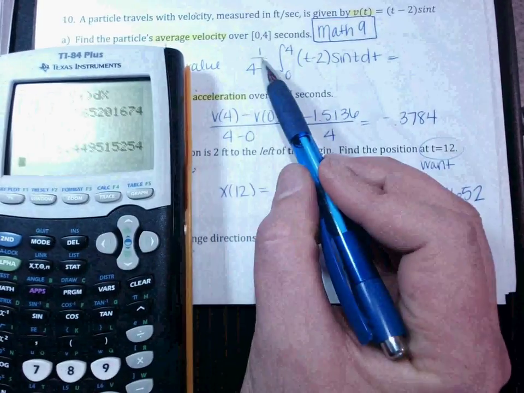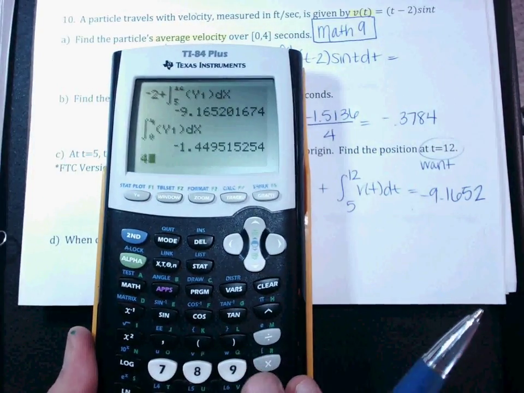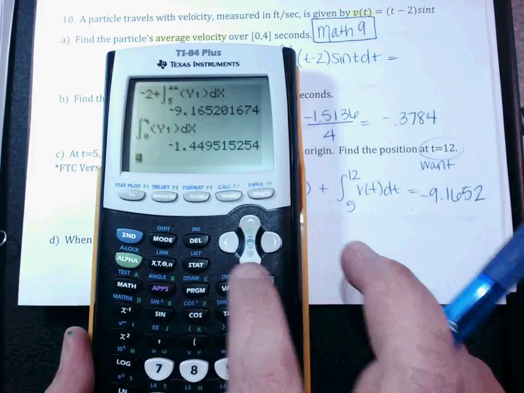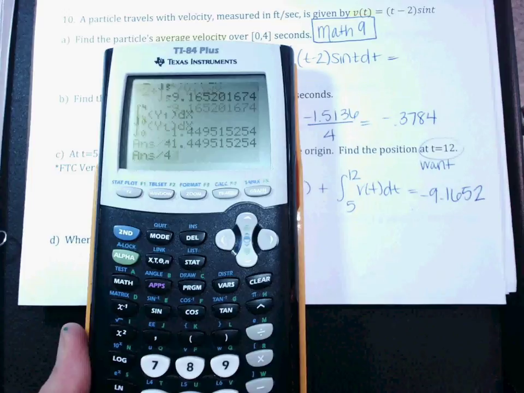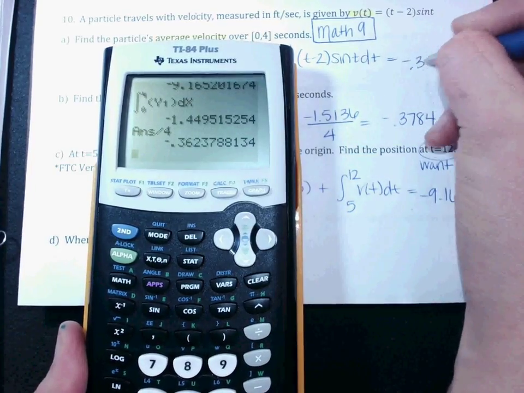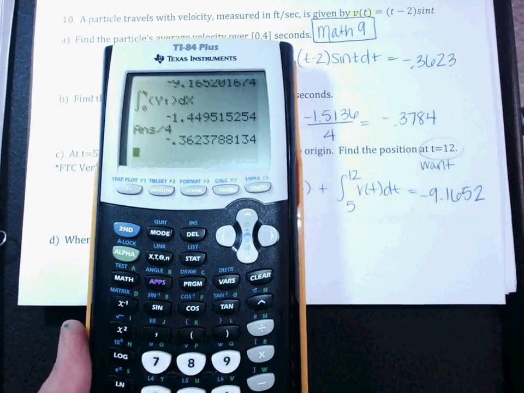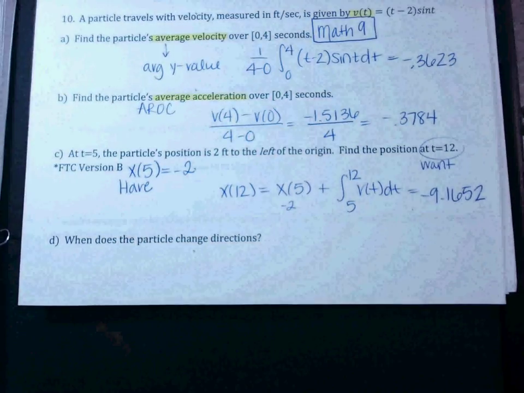You have to times by a fourth. So divide by 4. Oops. Divide by 4. So it should have been negative 0.3623. Okay, then the last question says, when does it change direction?